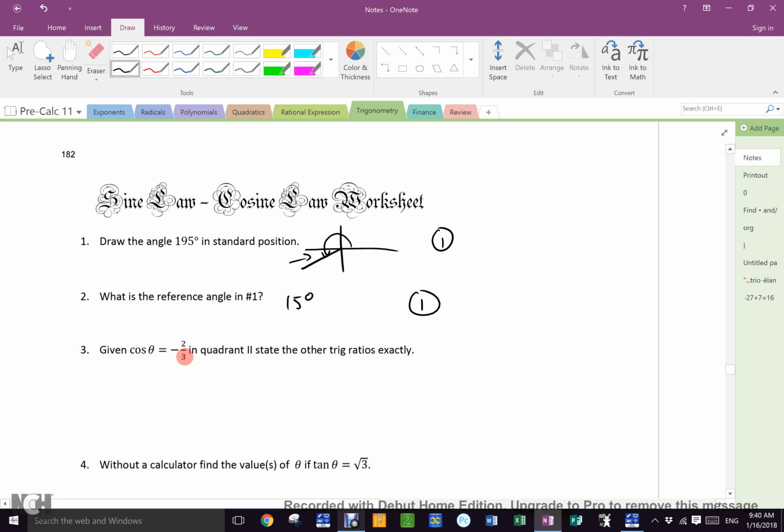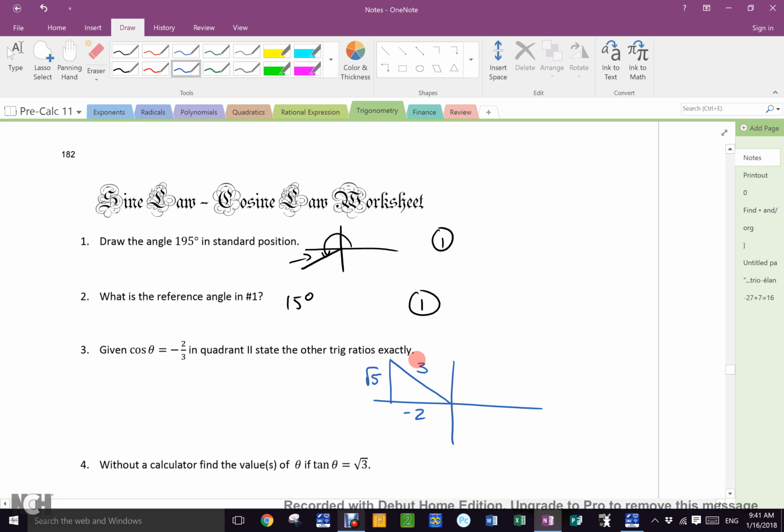Cos theta is negative 2/3 in quadrant 2, which means it's out here. Since it's cos, the hypotenuse is 3, and this must be negative 2. How do you find the third side? It's the square root of hypotenuse squared minus that squared. Hypotenuse squared is 9. That squared is 4. 9 minus 4 is 5. Then you square root it. So this is root 5.